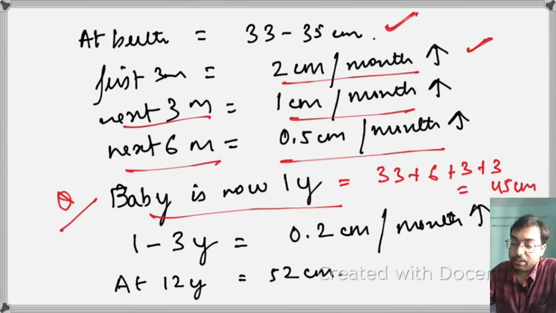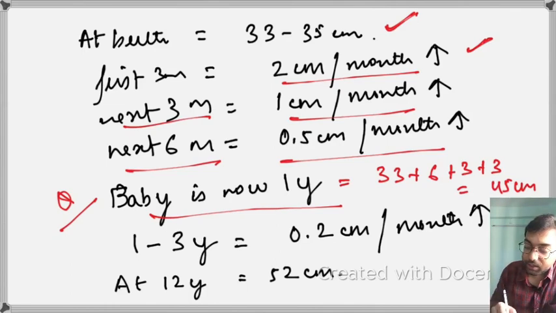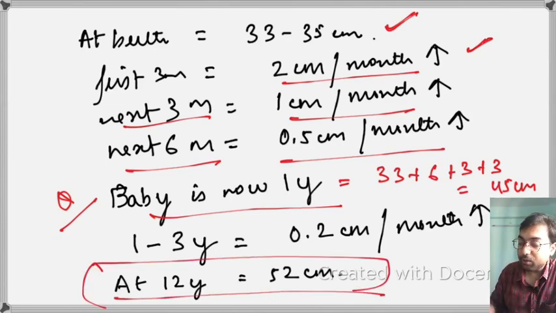And now they are saying that from 1 to 3 years, the head circumference increases by 0.2 centimeter per month. Okay. And you have to learn this: at 12 years it is 52 centimeters.